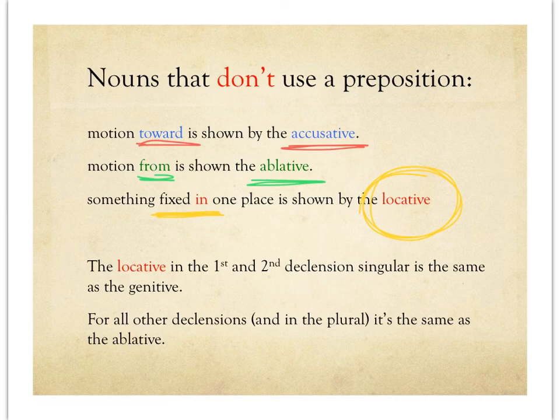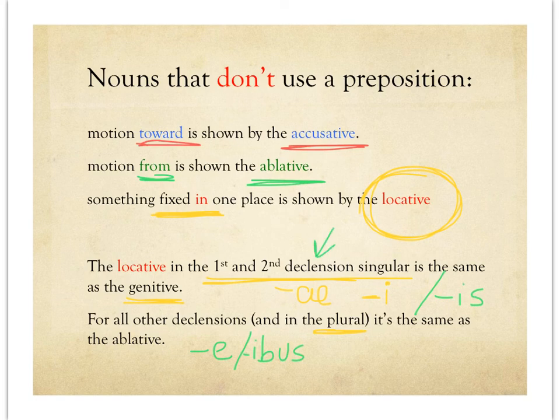But we're not really learning truly new endings for the locative because in the first and second declension, in the singular, it is exactly the same as the genitive. So for the first, it's going to be i, and for the second, it's going to be e, so it's going to look the same in the singular. And for all other declensions, that is for the third, the fourth, the fifth, and for first and second plural, it's the same as the ablative. So for these two, in the plural, it's going to be is. And we can also see in the third, for example, it would be e and ibus, etc. So usually the locative looks like the ablative, except here.